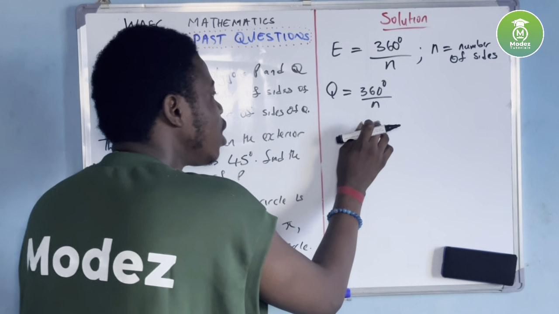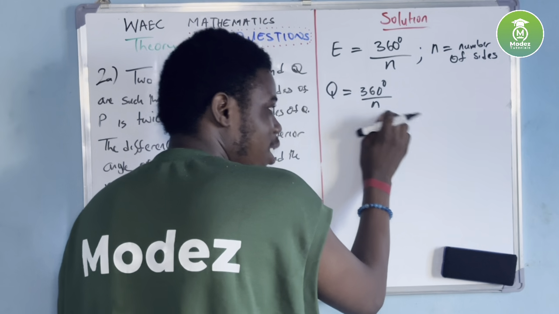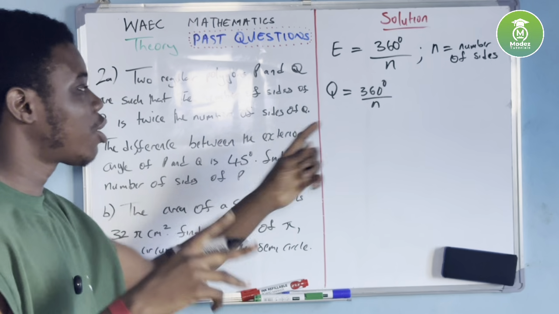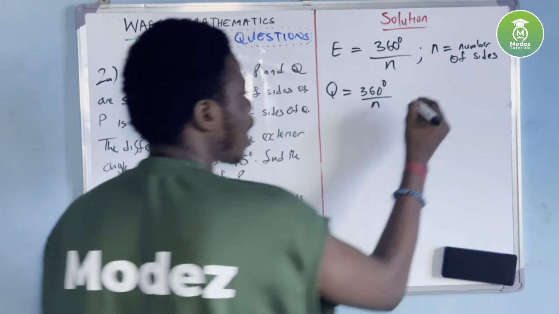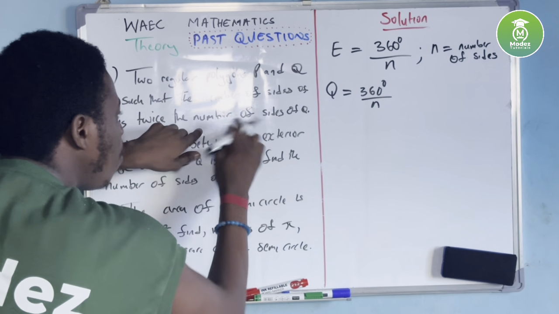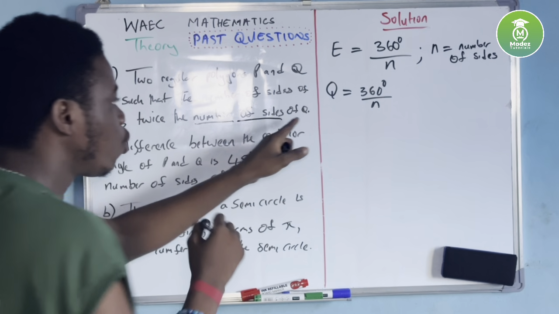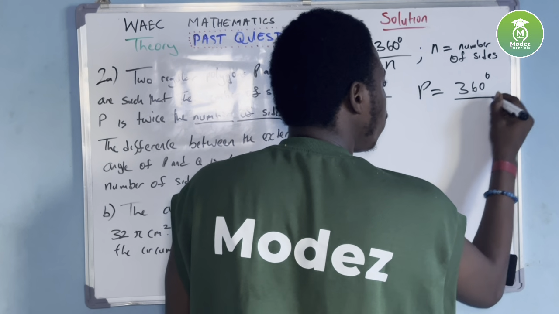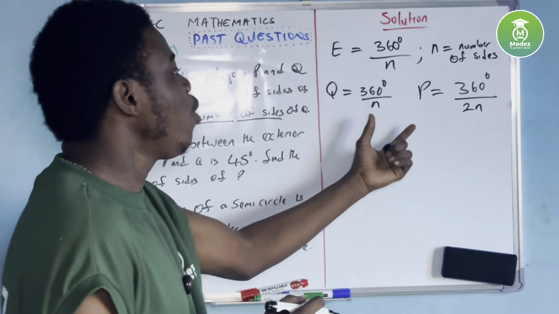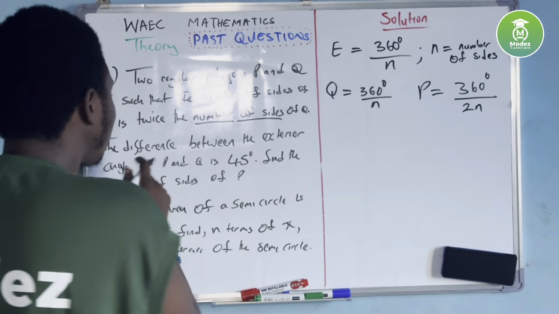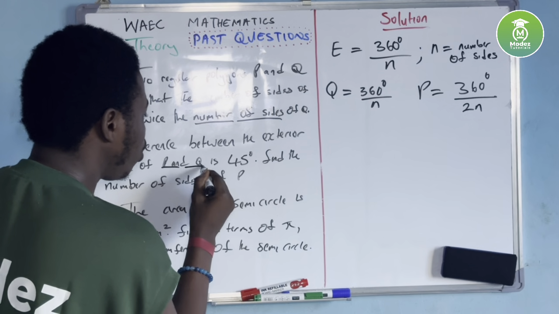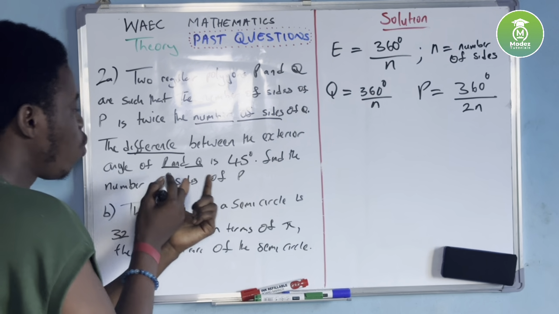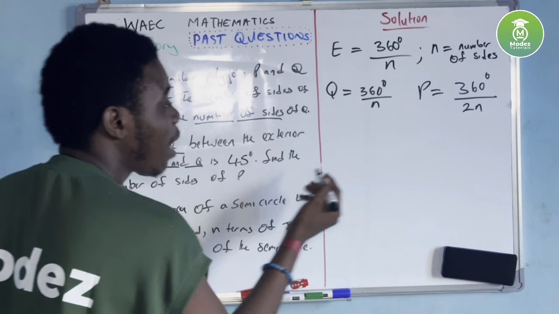Now, 360 degrees, this is the formula to get Q. But don't forget that the question says P has twice the number of sides of Q, which means that P is equal to what? 360 over 2n. Now, don't forget also that this same question says that the difference between the exterior angles of P and Q is 45 degrees.